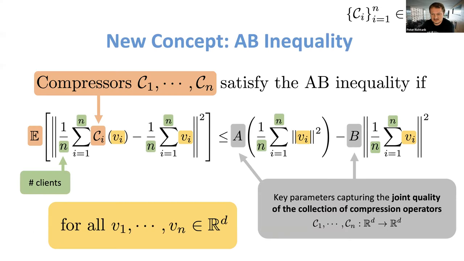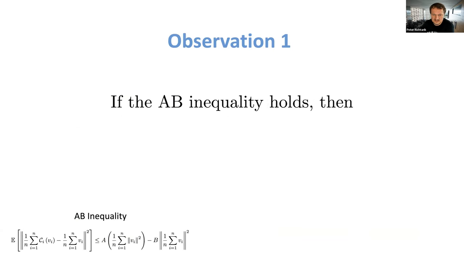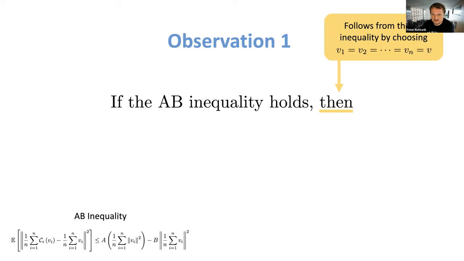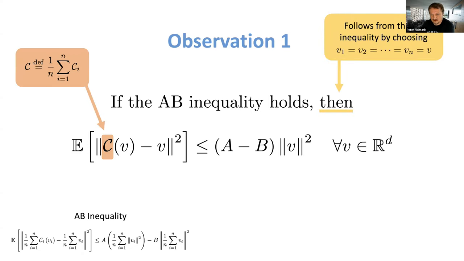So let's look at this inequality and try to infer a few basic facts from this. The first inference here is if the AB inequality holds, and of course we need to prove this for a concrete set of compressors, then it turns out that this inequality holds. And here C is just the average of the Ci. So the Ci are just mappings. The average of the Ci is a valid mapping, okay?